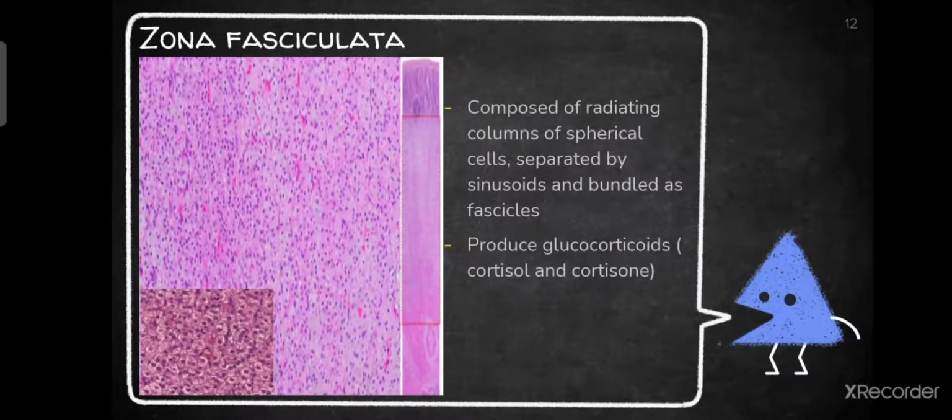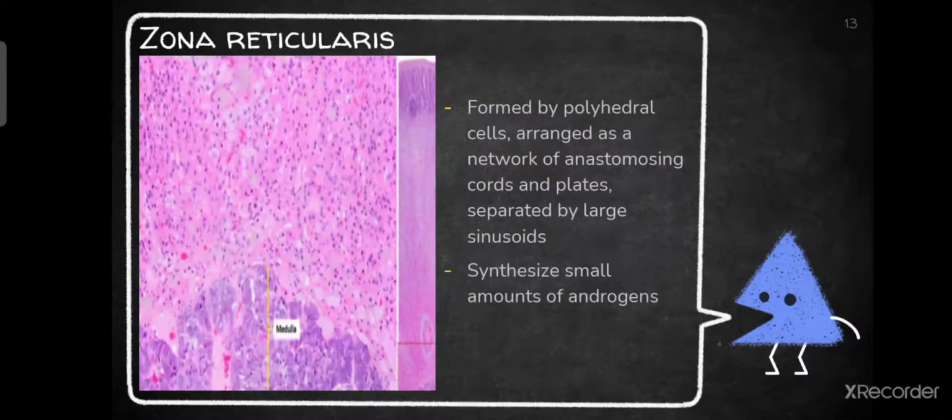Zona fasciculata is composed of radiating columns of spherical cells separated by sinusoids and bundled as fascicles. These cells produce glucocorticoids, cortisol, and cortisone. The zona fasciculata is the middle layer of the adrenal cortex. These epithelial cells are arranged into cords and have abundant vacuolated cytoplasm. The intervening stroma of the adrenal gland consists primarily of small capillaries.